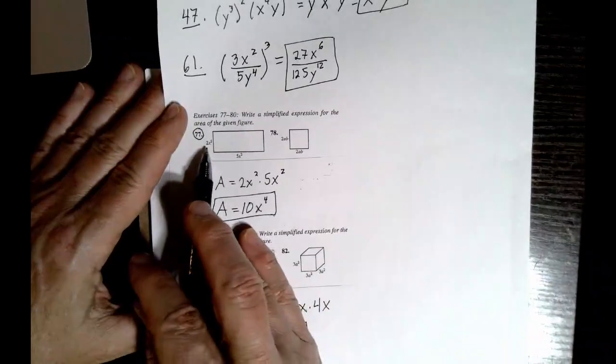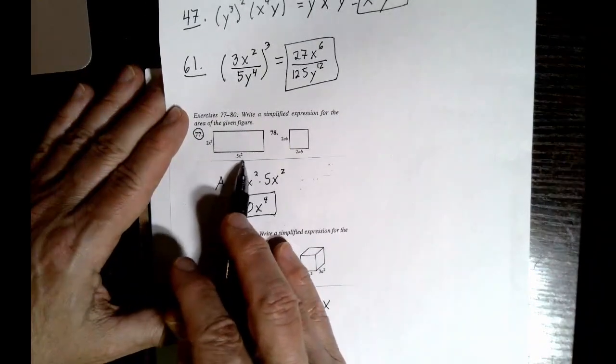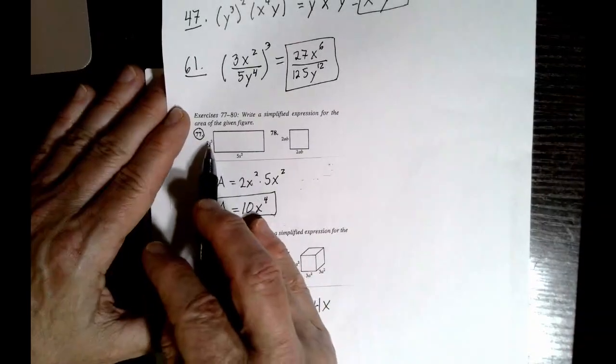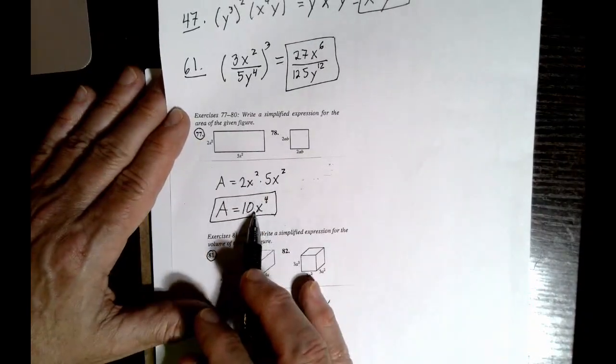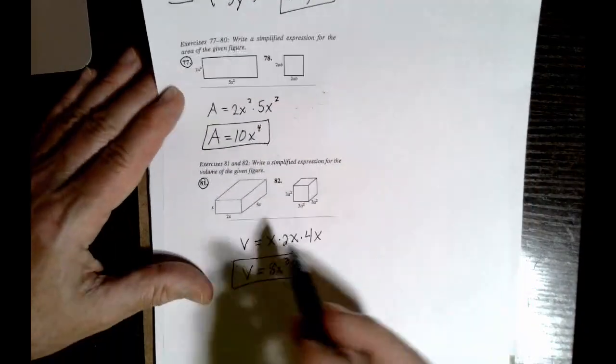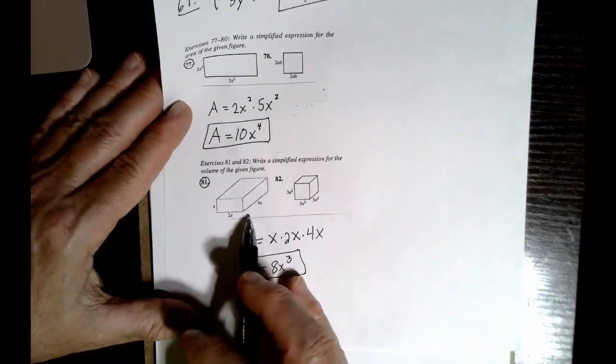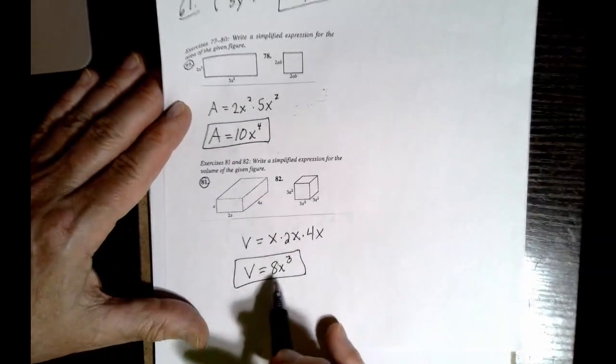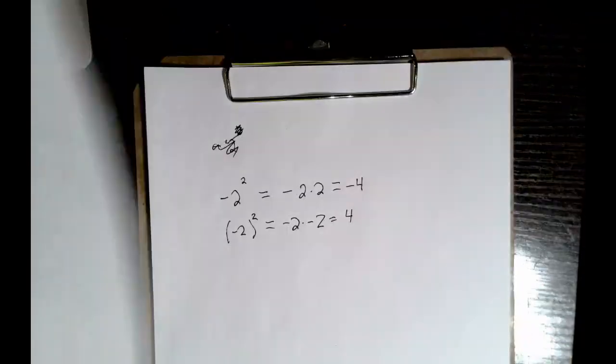And you get a width of 2x squared and you got a length of 5x squared, and so your area is this times this, and when you simplify it down you get that. Volume is length times width times height, so you're multiplying all three together and you get 8x cubed.